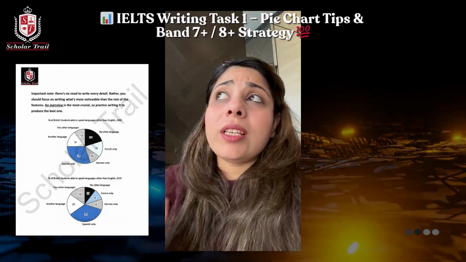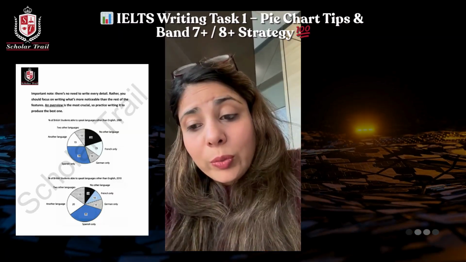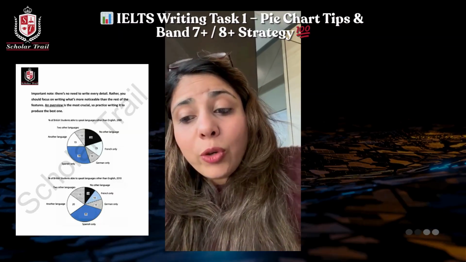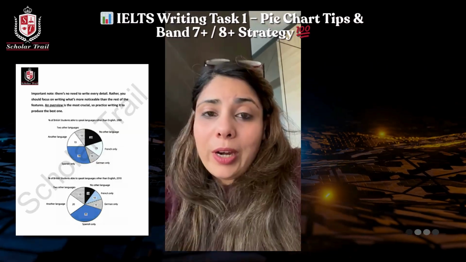Okay, so now here comes my overview. Overall, there was a noticeable increase in the number of students who speak at least one additional language, while the proportion of those who spoke only English declined, and then Spanish remained the most popular language.